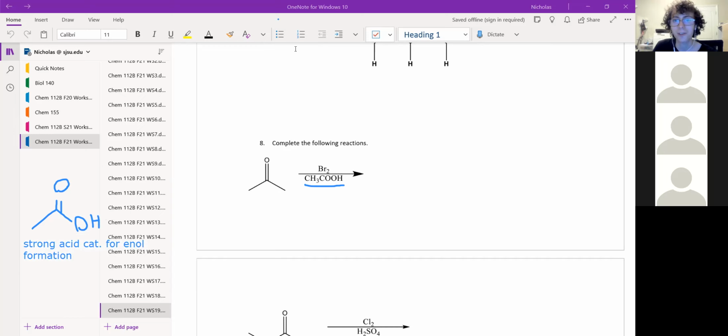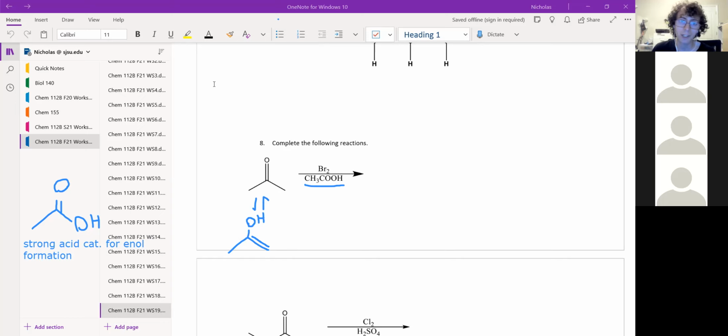So the acid you use could be basically any strong acid. Just any strong acid could be a catalyst, and that can help you form an enol. So I won't show the mechanism, but that's the purpose of the acid. It's going to help us form this enol intermediate.